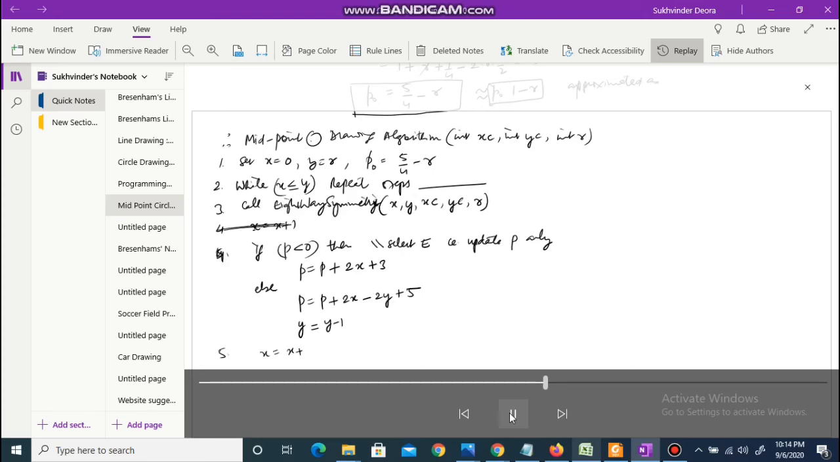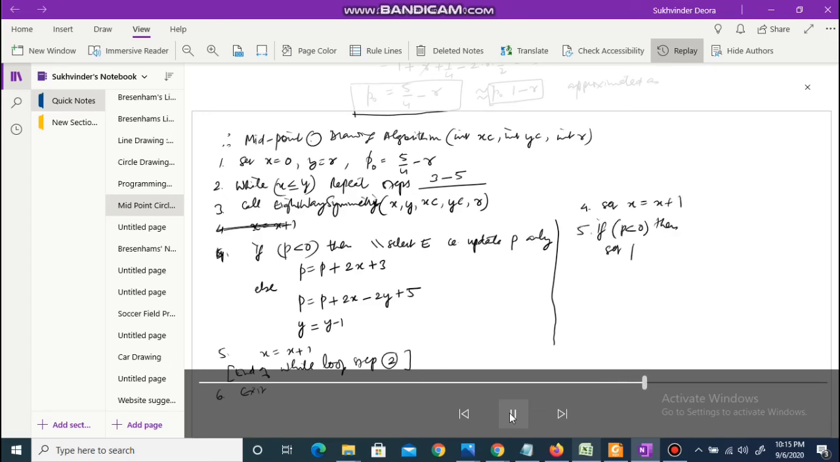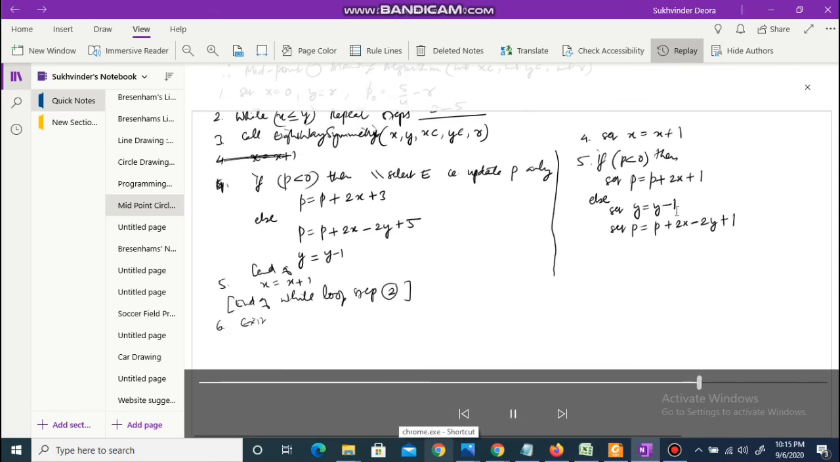No, we will not be doing step number 4 here because we will not need the updated value of x. So point 4 will be: if p is less than 0, you select the point E. That means x has to be updated, but y not. But the p value will be evaluated as p plus 2x plus 3. In case p is positive or 0, we evaluate the value of p as p plus 2x minus 2y plus 5, and increment the value of y to y plus 1. And after this, we increment the value of x. So this is the end of the while loop.